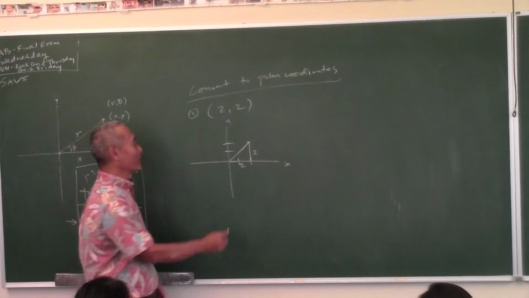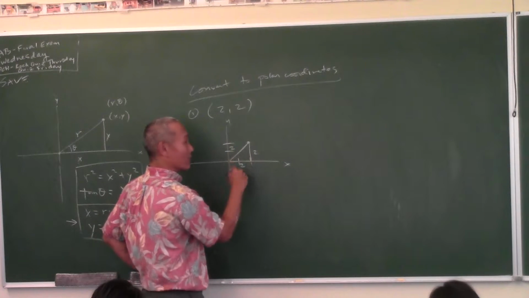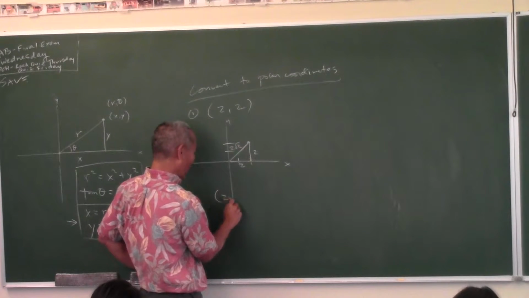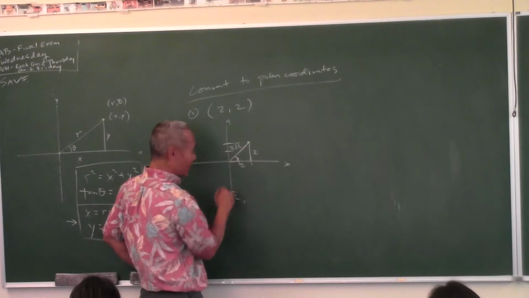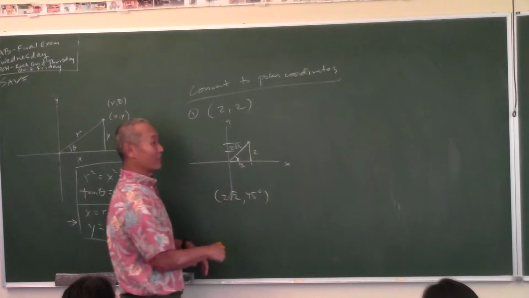In a 45, 45, 90 degree triangle, if this is 2 and this is 2, what's the hypotenuse? You multiply it by root 2. Oh, so it's 2 root 2. And then, what's that angle right there? It's 45 degrees. Finished!